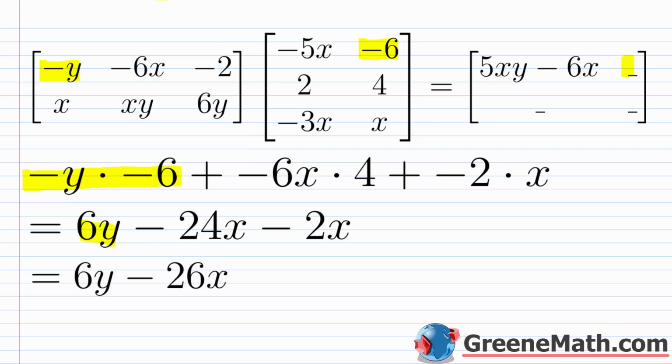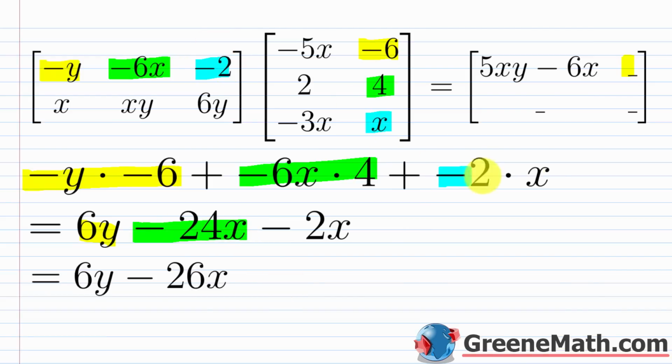Then we're going to move down and we're going to have negative 6x times 4. So that's this right here. Negative 6 times 4 is negative 24. And then you should have x that comes along for the ride. So this is just minus 24x. Then sliding down, we have negative 2 times x. So obviously that's just going to be negative 2x or minus 2x if you want to say it that way.